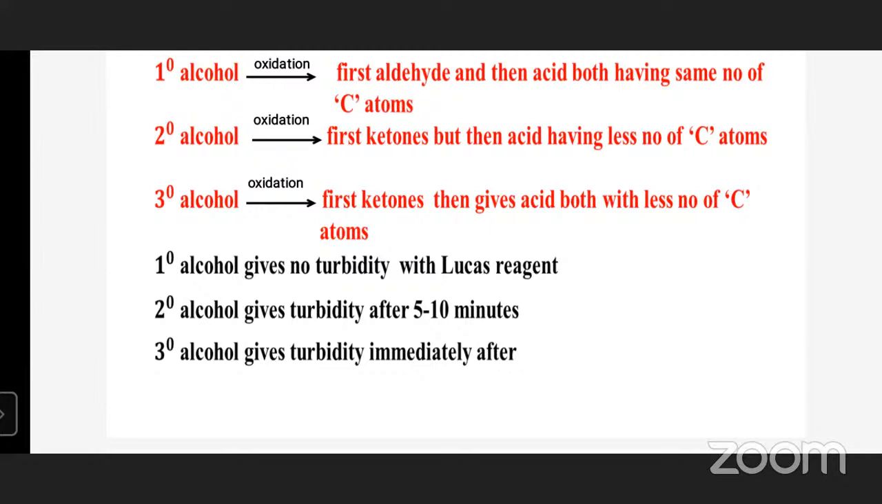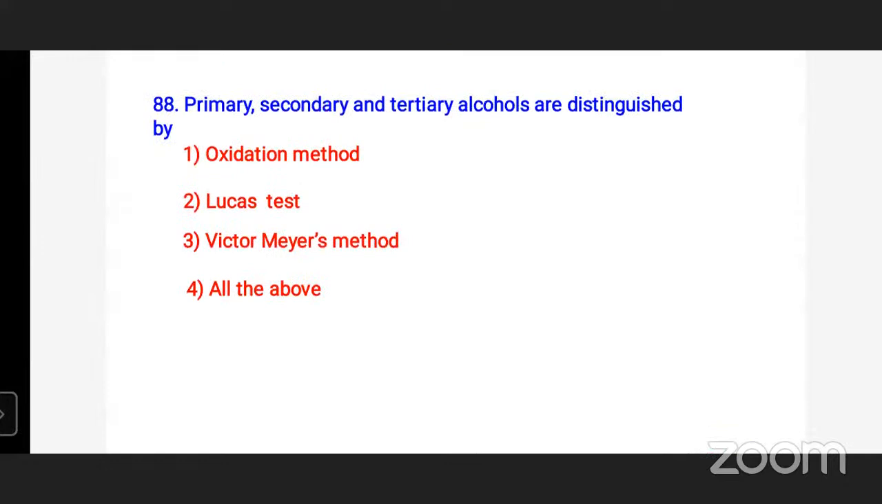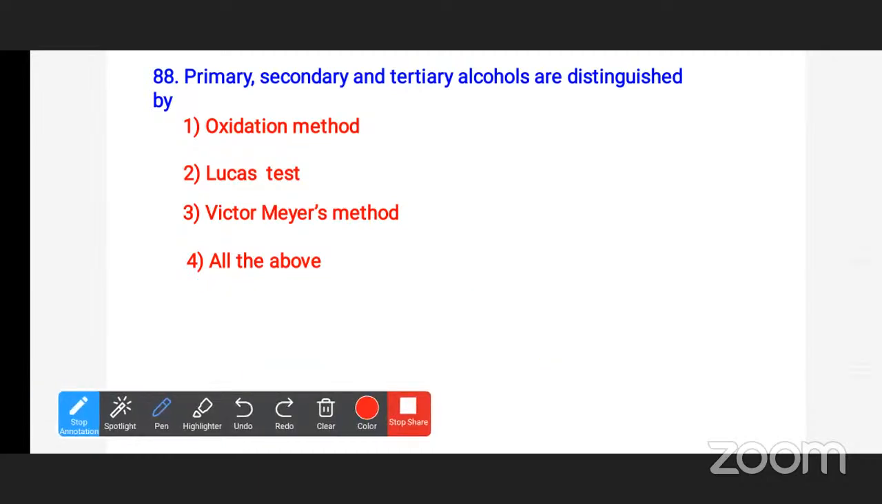Lucas reagent means anhydrous zinc chloride with concentrated hydrochloric acid. The question is, primary, secondary, tertiary alcohols are distinguished by Lucas reagent test. What is Lucas reagent? The mixture of concentrated hydrochloric acid, HCl, and anhydrous zinc chloride is called Lucas reagent, used in the Lucas test to identify primary, secondary, and tertiary alcohol.